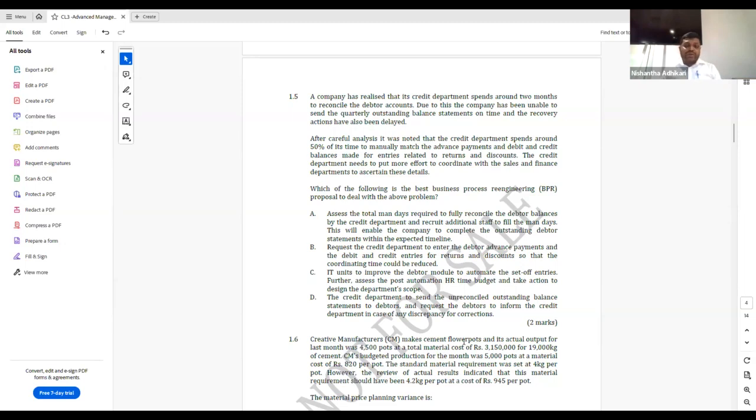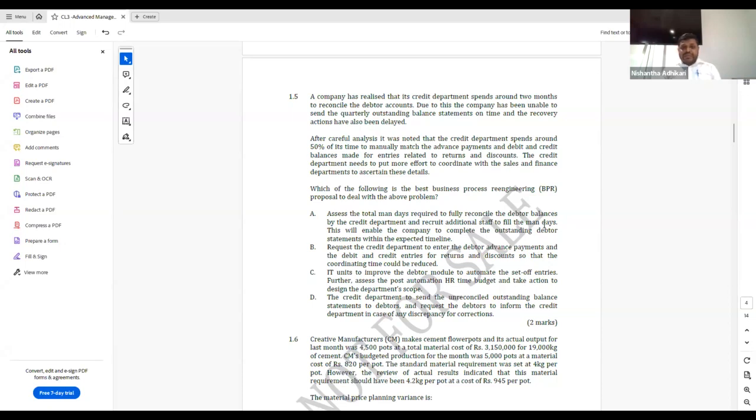Right. Okay, if you look at the first one, assess the total manpower required to fully reconcile the balances by the credit department and recruit additional staff to fill the mandates. Do we do that? Since there are so many reconciliations to be done, if it's a manual task, you will recruit new staff. No, it is not a good option. It will increase the cost. What is the value creation? Whether you have to reconcile it or not, your value creation will be minimal.